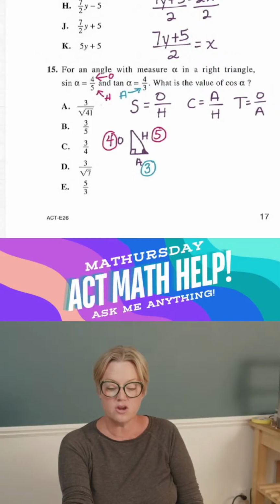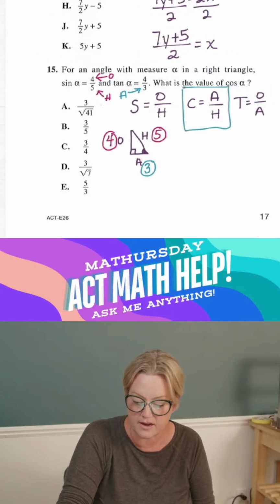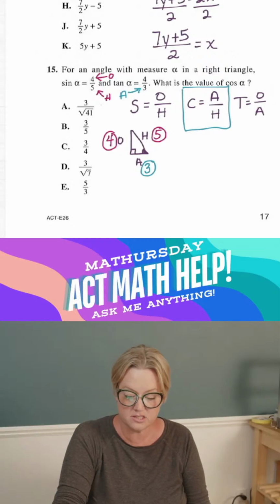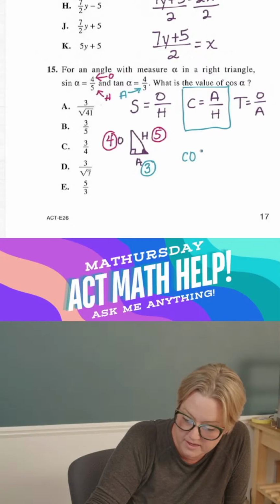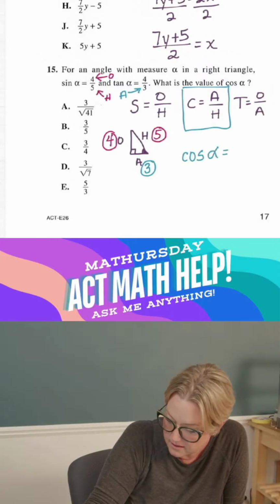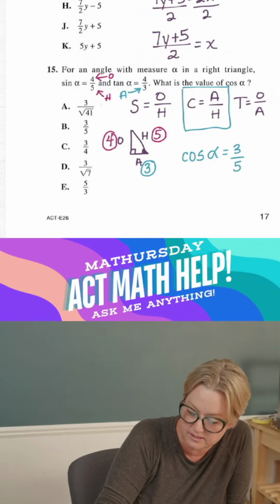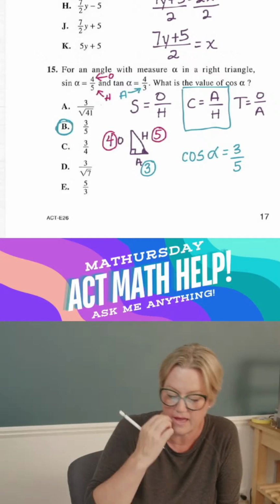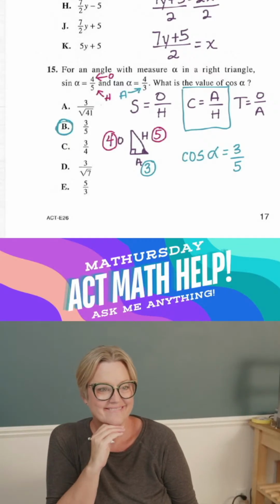So now to figure out cosine, I need adjacent over hypotenuse. My adjacent is 3 and my hypotenuse is 5. So cosine of this angle is adjacent over hypotenuse, which is 3/5. So that's B. And that's it.